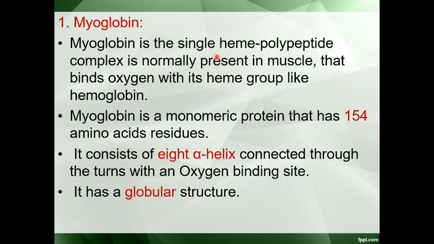Myoglobin. Myoglobin is a single heme-polypeptide complex. It is present in muscles and binds oxygen with its heme group like hemoglobin. Myoglobin is a monomeric protein that has 154 amino acid residues. When I go to the next slide, to the diagram, I'll explain what we mean by a monomeric protein and how it consists of 8 alpha helices connected through turns, with an oxygen binding site. It has a globular structure.